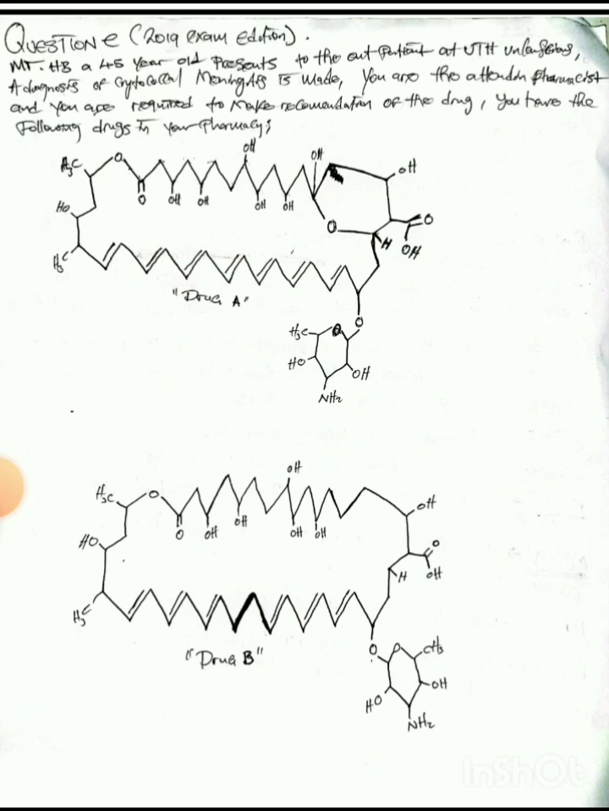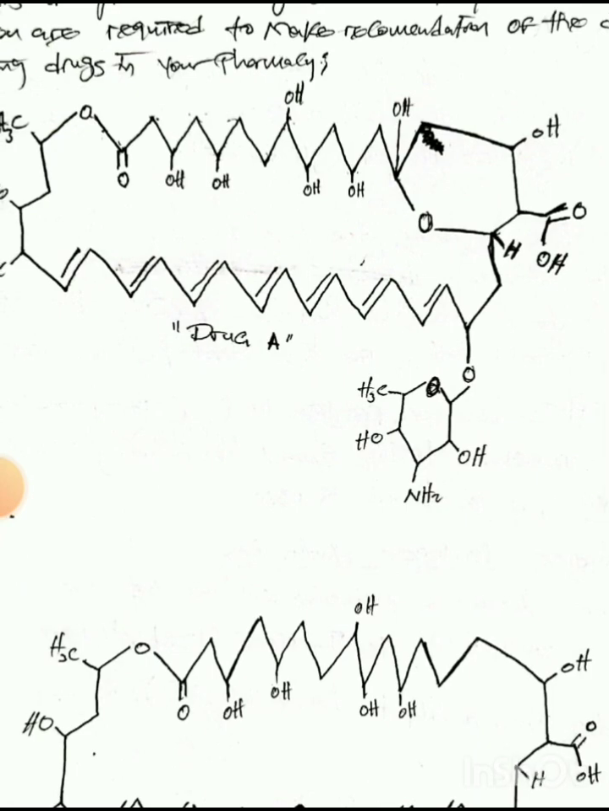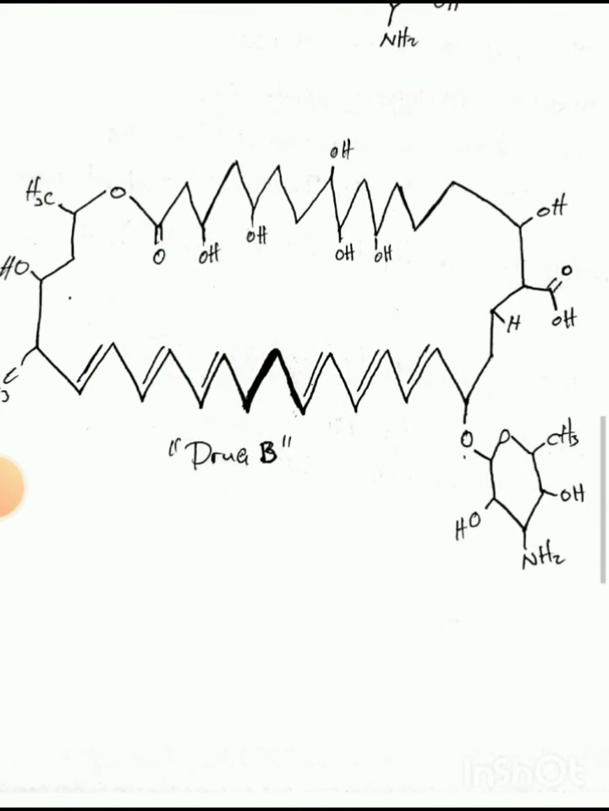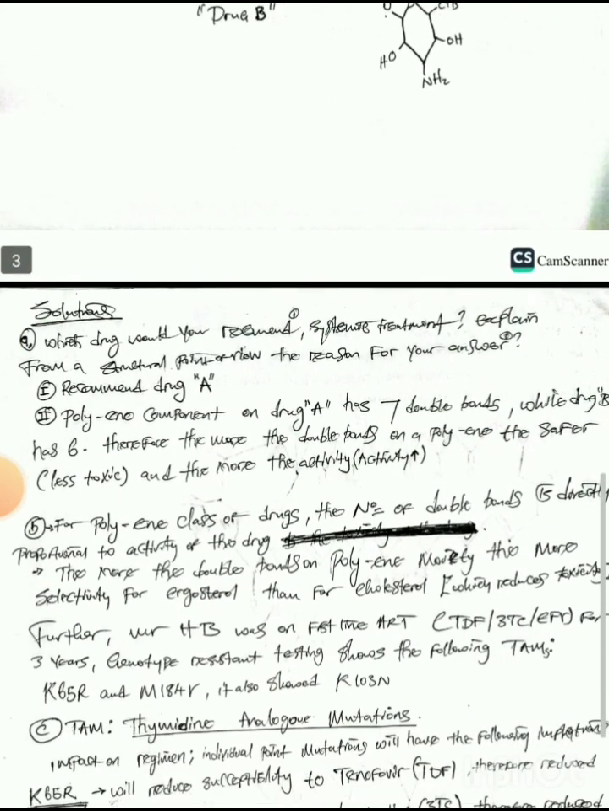Okay, so the question reads: Mr. HB, a 45-year-old patient, presents to the outpatient department. A diagnosis of cryptococcal meningitis is made, and you're the attending pharmacist. You're required to make a recommendation of the drug. You have the following drugs in your pharmacy. Drug A is the above drug, and drug B. Both drug A and drug B are present in your pharmacy. Now let's look at the questions that follow.